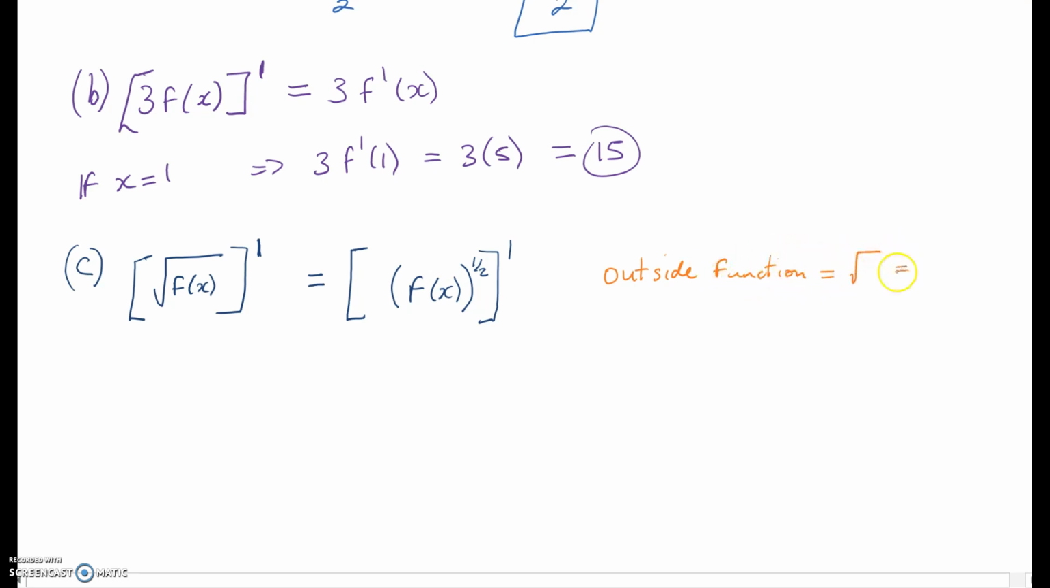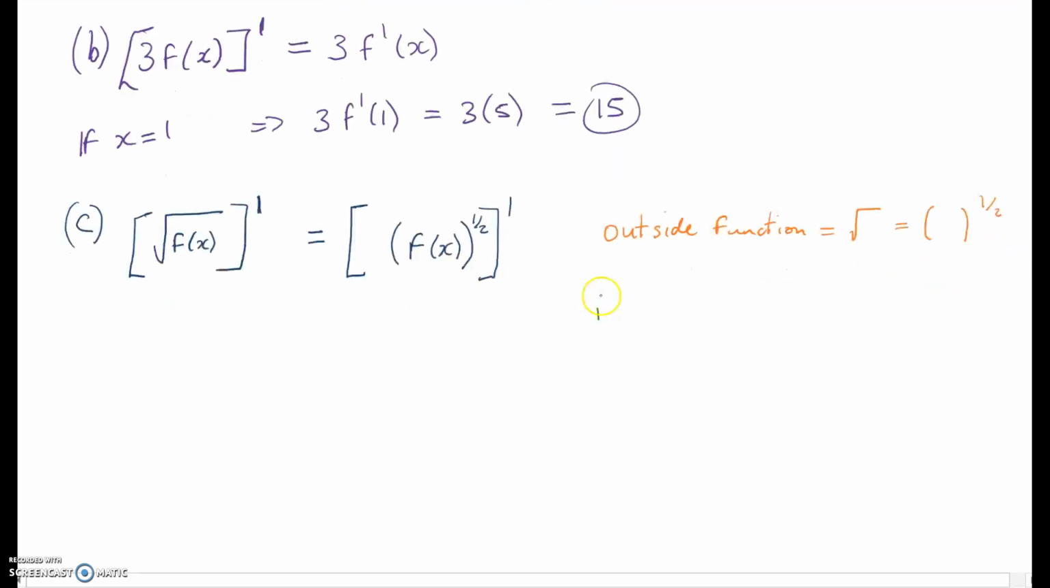or the power of 1/2, and the inside function being f. Now don't worry too much if this is difficult for you at the start.